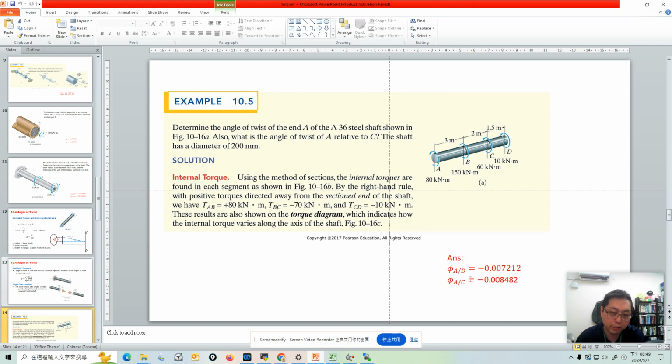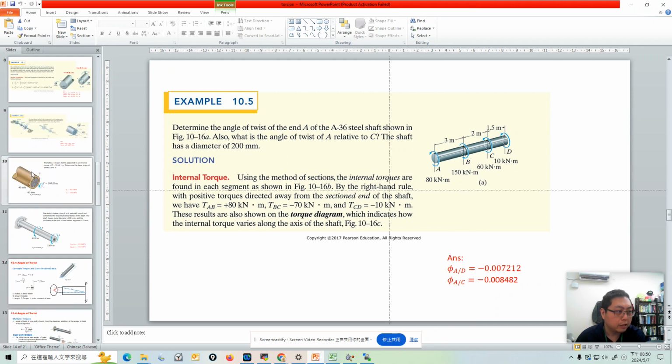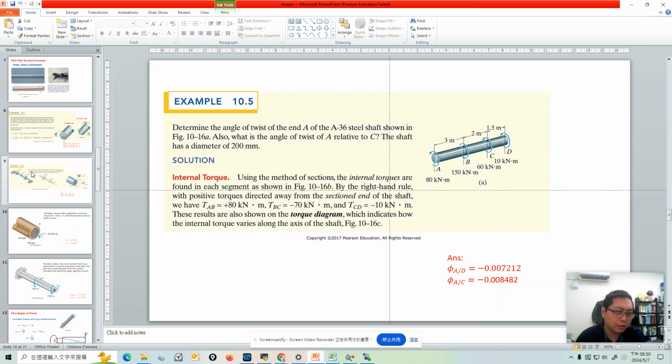In the textbook, the answer is 0.007212, and AC is 0.008482, and there is no negative sign. But my answer has a negative sign. So I have to use this problem to explain the sign convention issue. Actually, the sign convention issue is very annoying in mechanics of materials.